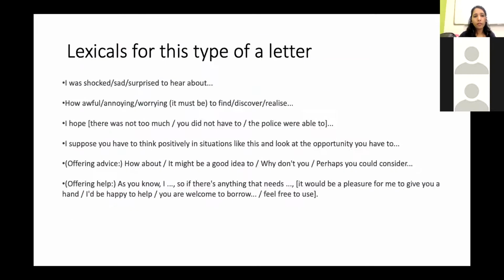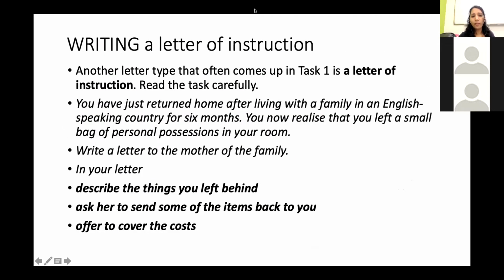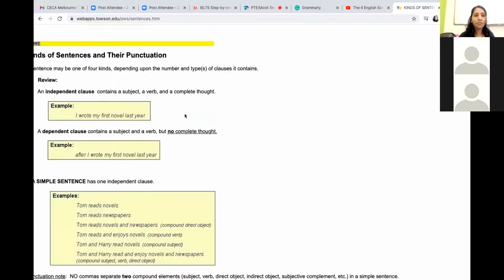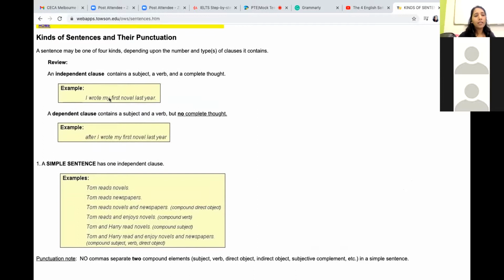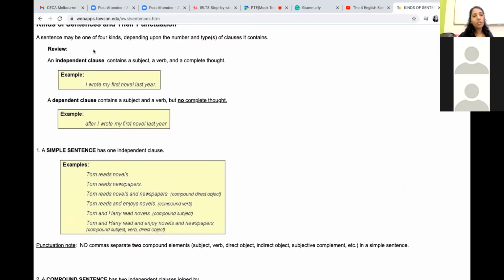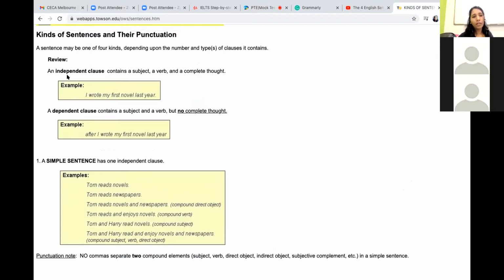So before we move on, I'll just bring your attention to the 3 types of sentences, because you've been writing for a long time now. I just found this website during lunch. So this is for the type of conjunction and the punctuation. We know that there are 3 types or 4 kinds of sentences. And there's something called clauses, which we should understand. Independent clause and dependent clause.